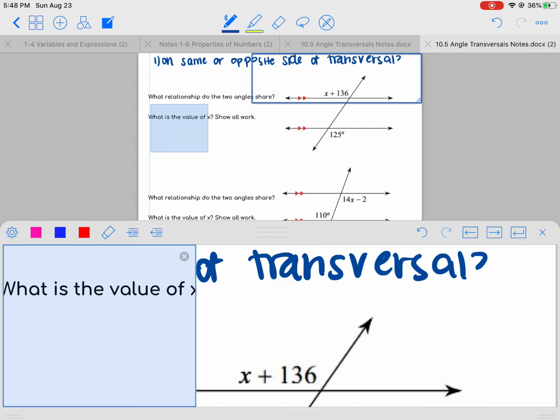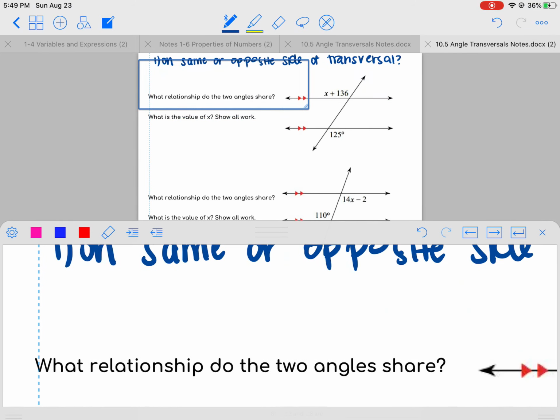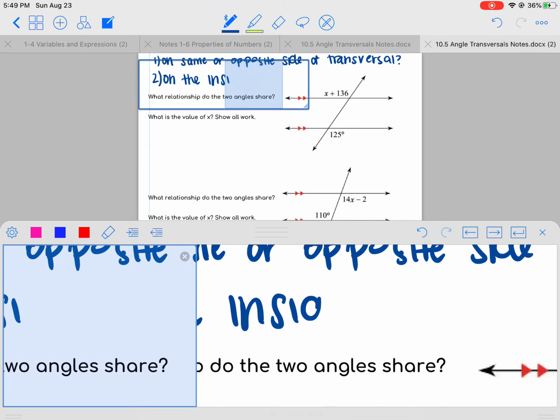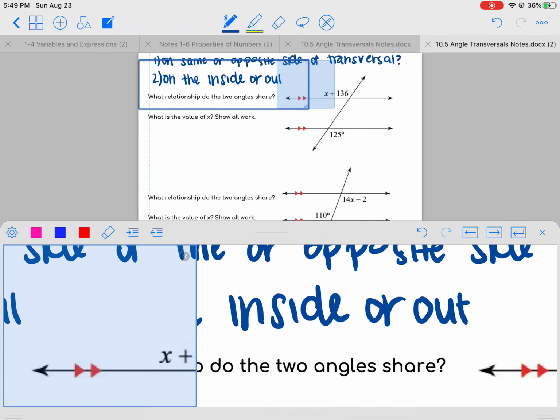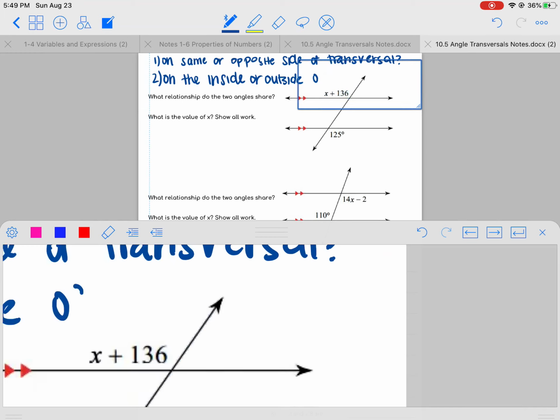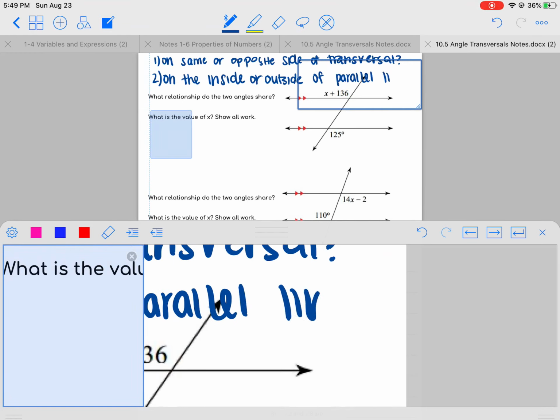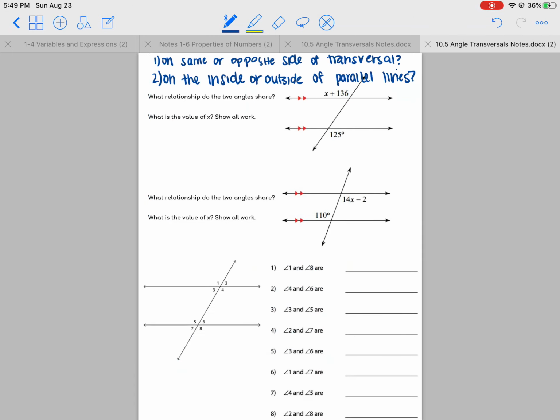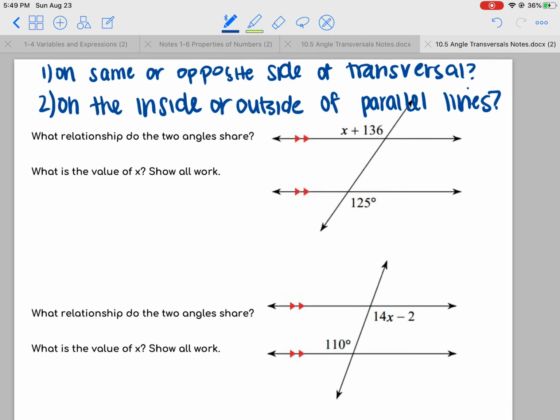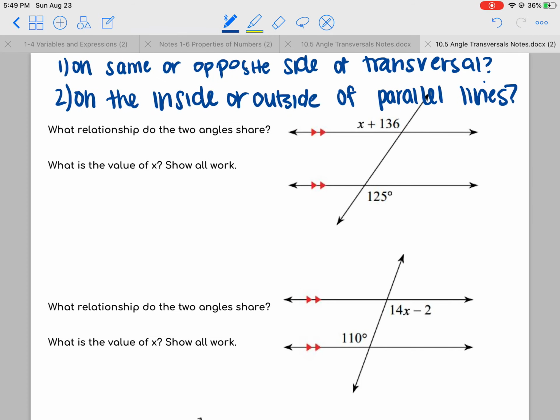That's going to answer the question of whether it's alternate or same side. The second question you should ask yourself: are they on the inside or outside of your parallel lines? And that's going to answer your interior or exterior question. So, what relationship do the two angles share? And what is the value of x?